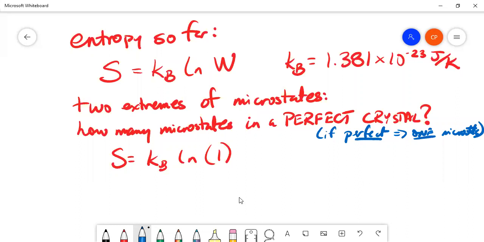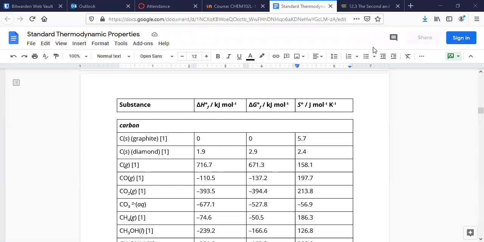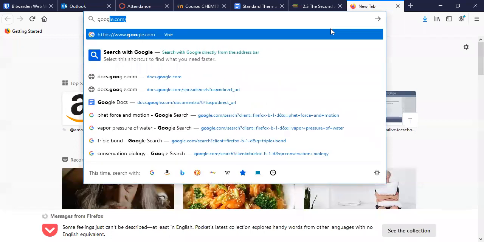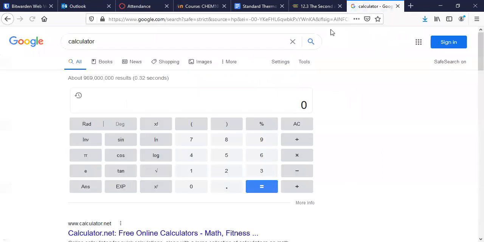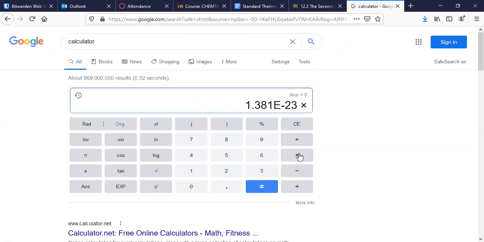And so what I need to do is 1.381 times 10 to the negative 23rd times the natural log of 1. I told this story when I was in class on Thursday, I think. But if I didn't, let me bring up Google. Let me search for a calculator. And let me go through 1.381 times 10 to the negative 23rd times the natural log of 1.